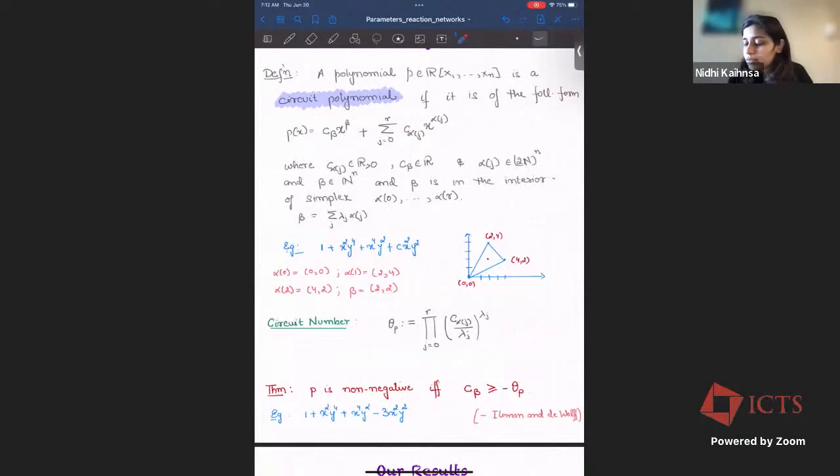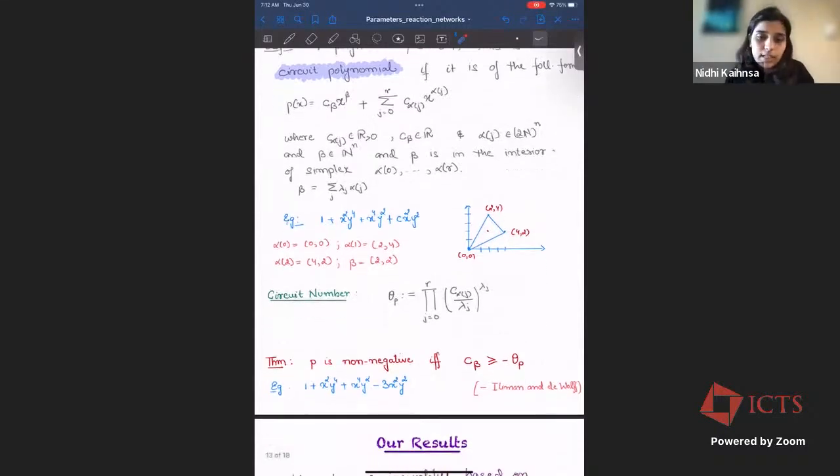So negative of 3 is -3. So this polynomial is greater than or equal to 0 at all points. If I make this -4, then there exists some point for which this polynomial is negative. And if I take any number greater than -3, then it is always non-negative.